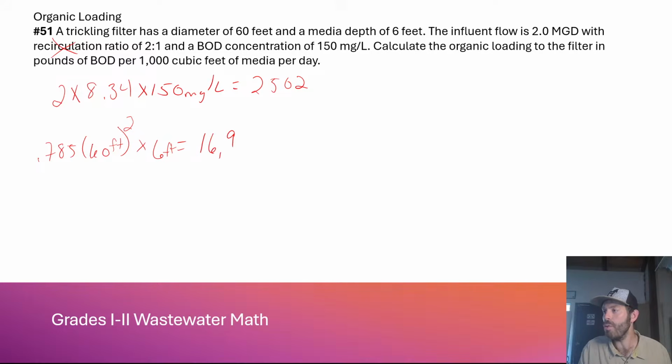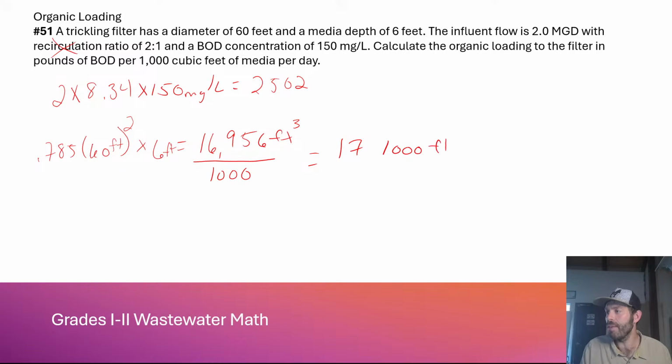But we don't do pounds per cubic foot with trickling filters. We do pounds per 1,000 cubic foot. So all you do is divide by 1,000. I think the reason they do this is because pounds per cubic foot would be so small, like a decimal. This makes it a more normal number. That would give me 16.956, which I would just round up to 17,000 cubic feet.